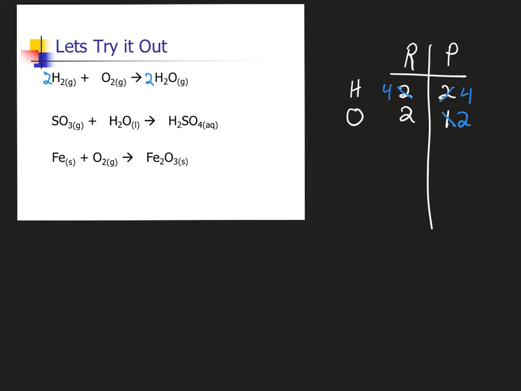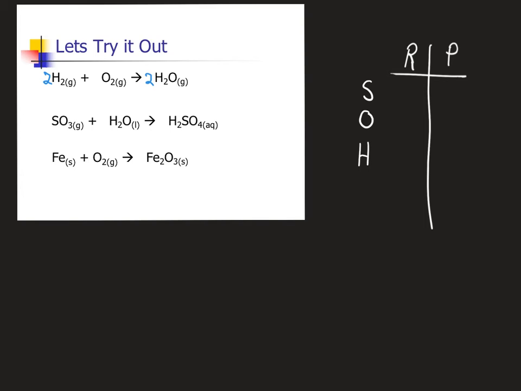All right, let's look at the next one. And that would be sulfur trioxide, then mixing with water. So I have sulfur, I have an oxygen, and I have a hydrogen. I'm not going to rewrite my oxygen in my chart because I've already written it for the other one.